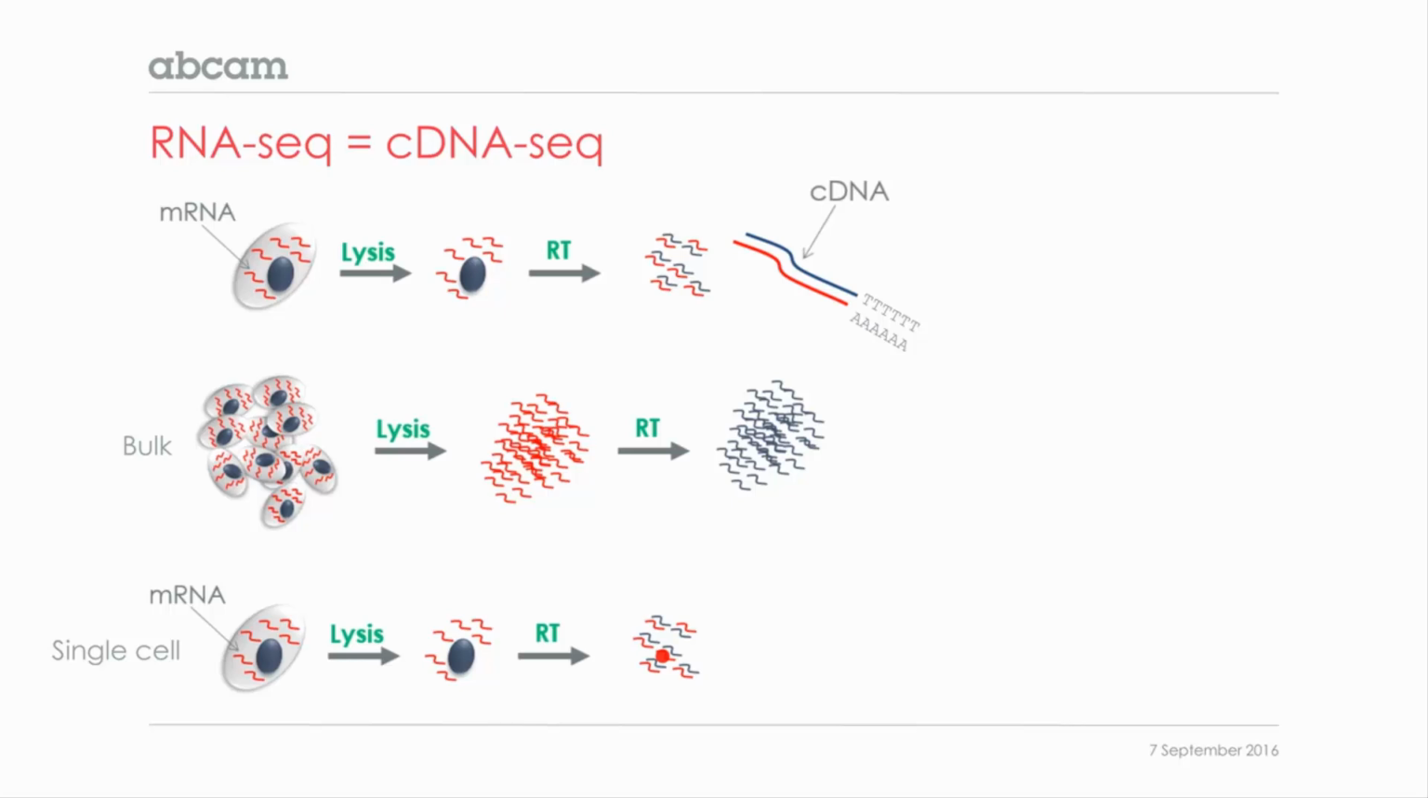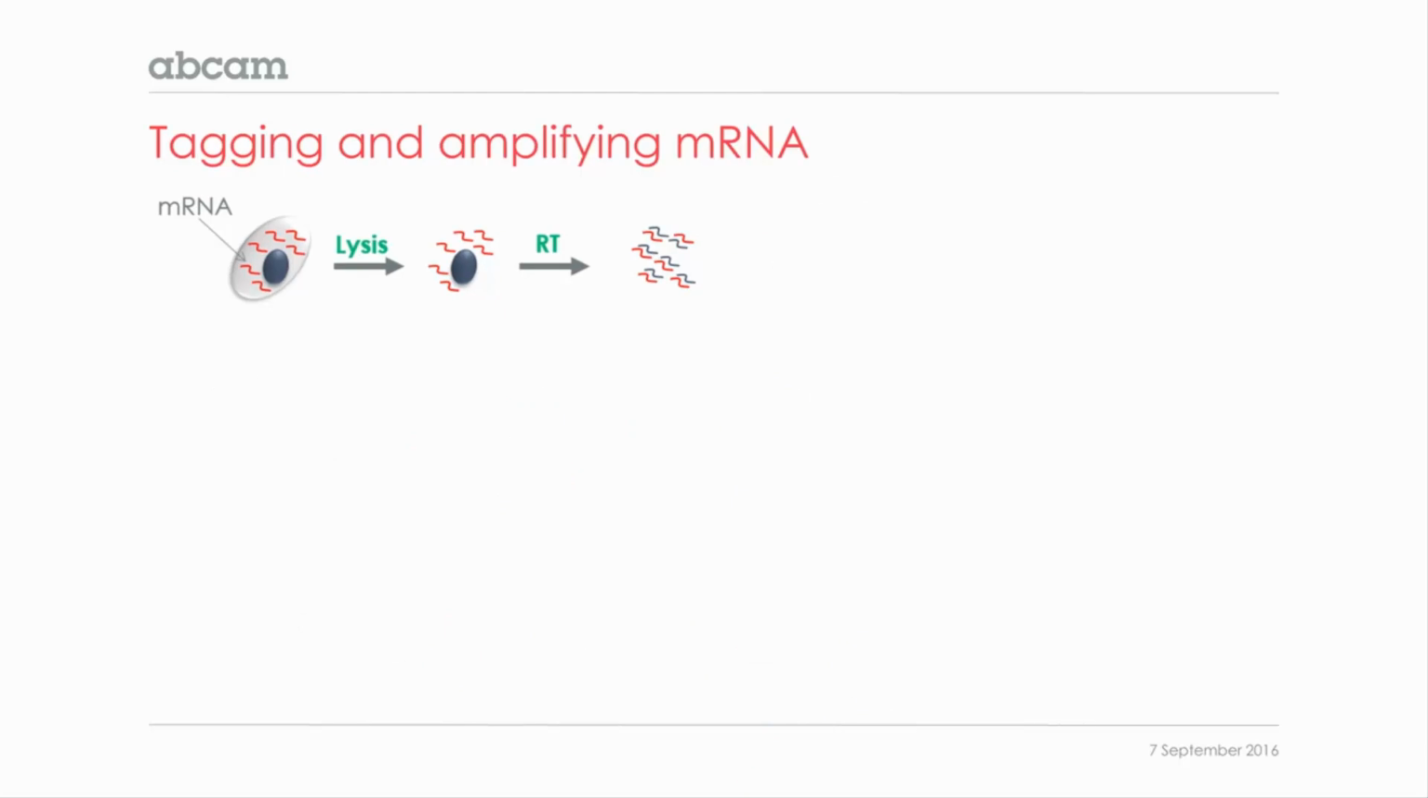So what we need to do, for practical reasons, in order to still handle these samples and measure them, is amplify this material. And basically, there are two main ways to do it. One is with in vitro transcription, and one is with PCR. The protocol I will discuss today uses PCR to do this amplification.